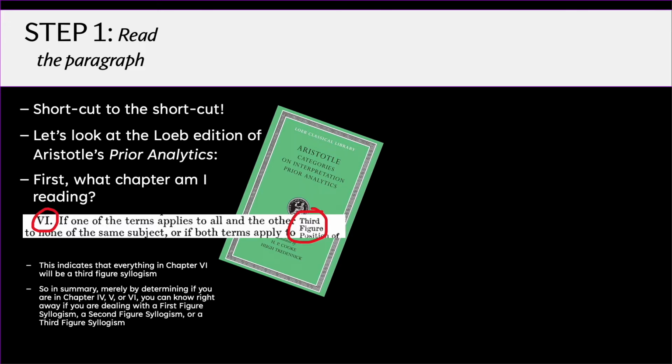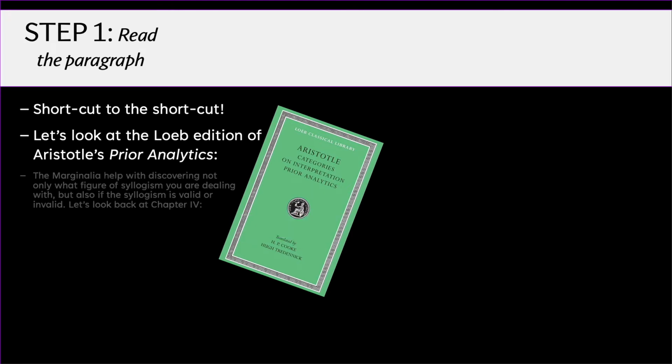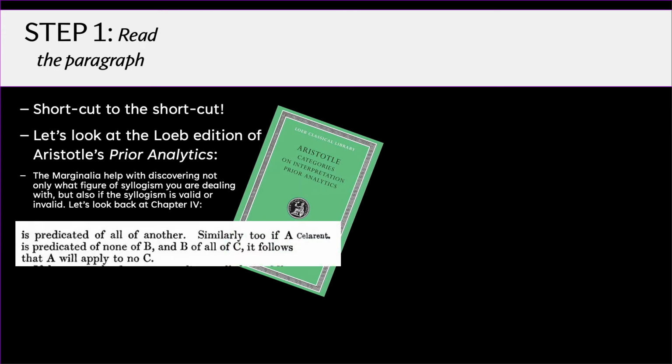So in summary, merely by determining if you are in chapter 4, 5, or 6, you can know right away if you're dealing with a first figure syllogism, a second figure syllogism, or a third figure syllogism. So always pay attention to what chapter you're reading. The marginalia help with discovering not only what figure of syllogism you're dealing with, but also if the syllogism is valid or invalid. Let's look back at chapter 4.